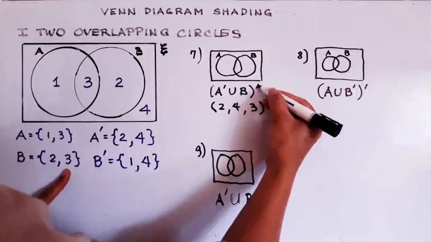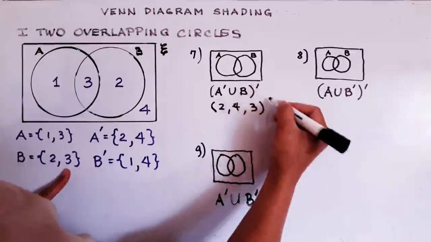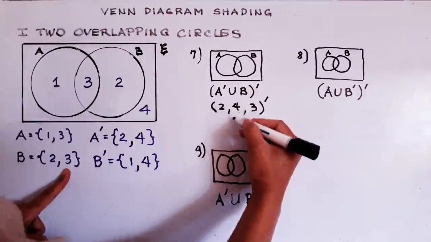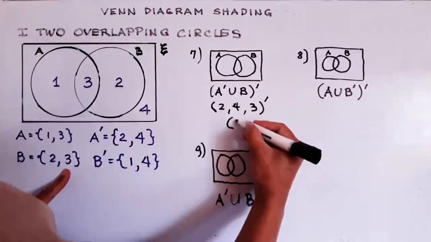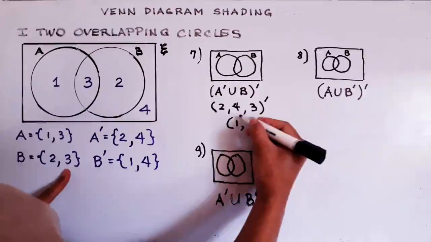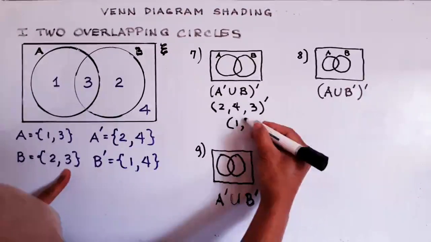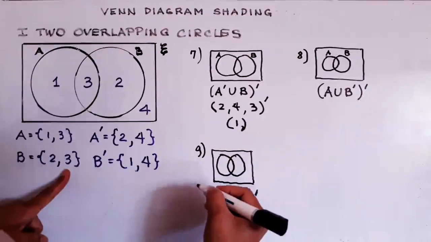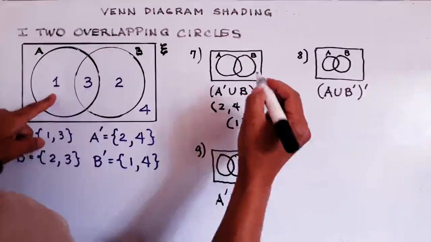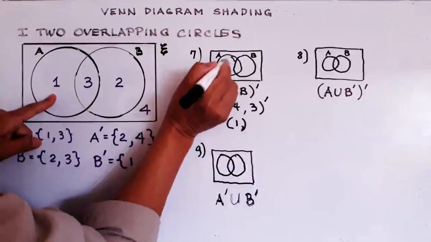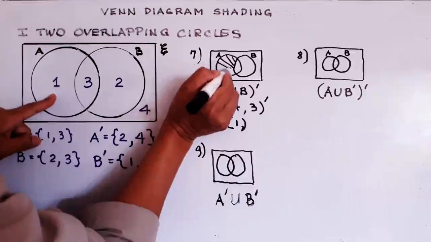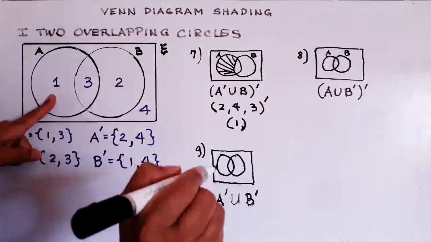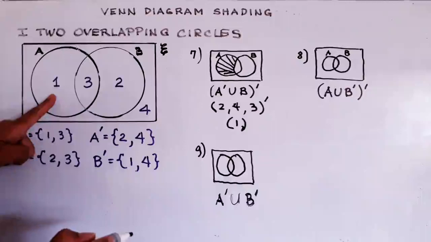And then we have the prime. So it is not 2, 4, 3. So we have 1, 2, 3, 4. So it is only 1. 1 is missing. So where is the 1? The 1 is here. So we shade number 1. And that is for number 7.